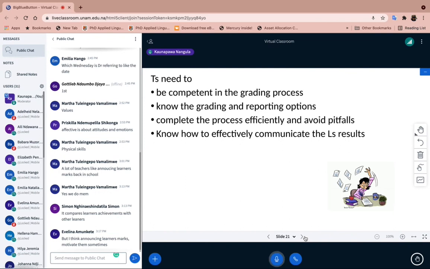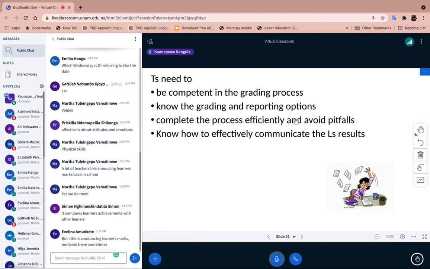There's a point there that I think announcing learners' marks motivates them sometimes. Yes, it has a place, but do it with caution. If you have a learner who constantly gets lower marks, I don't know how motivated that is going to be. It might be really discouraging. But again, use your common sense when you are doing this. Just see their reaction as well. If they get excited by marks like that, then by all means go for it. But I would do that with caution.